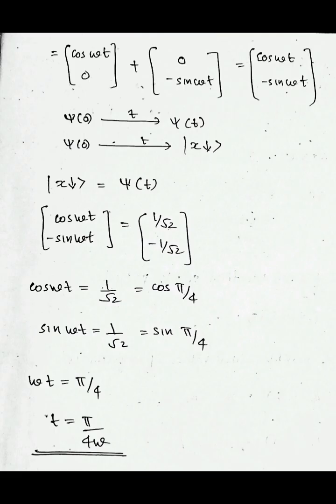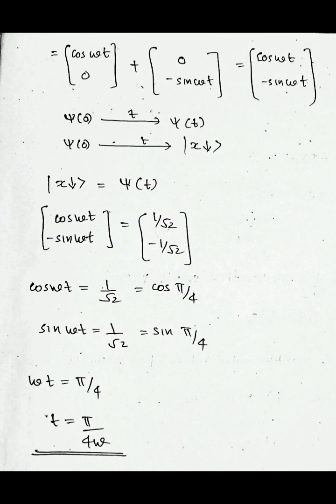We know that the initial state is psi of 0. After the time t, the final state is psi of t. Here it is mentioned that the final state is x spin down. That means psi of t is equal to x spin down. So substituting these values, we can write (cos omega t, minus sin omega t) as the value of psi of t. And substituting the value of x spin down, this is equal to (1 by root 2, minus 1 by root 2).